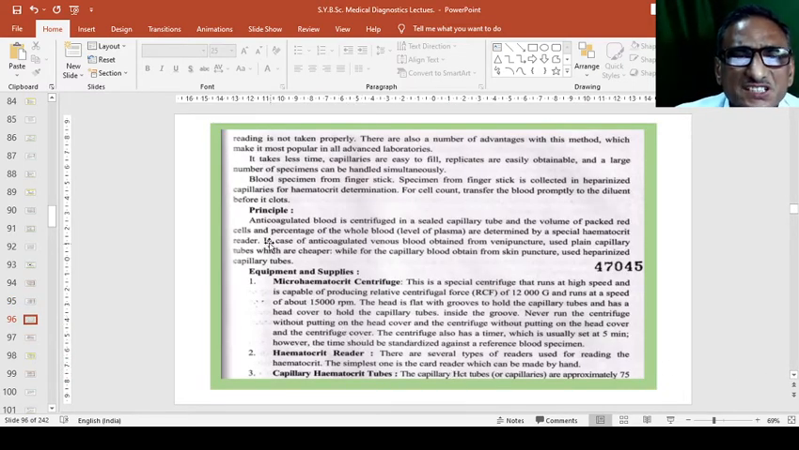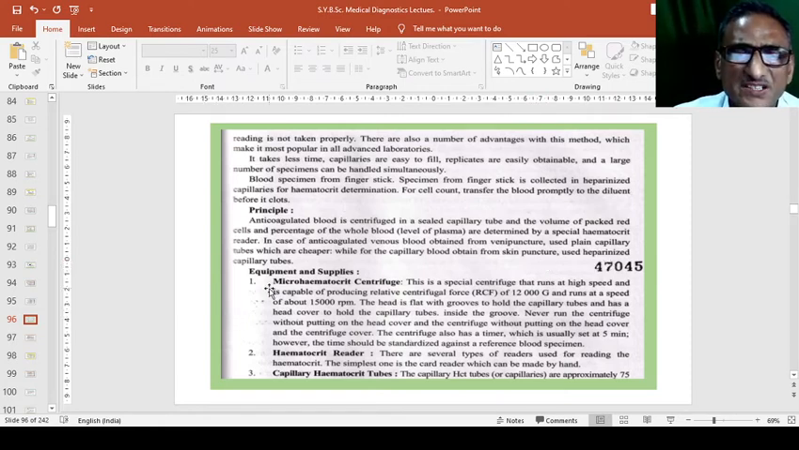So this is the principle. Anticoagulated blood is centrifuged in a sealed capillary tube, and the volume of packed red cells as a percentage of the whole blood is determined by a special hematocrit reader. For anticoagulated venous blood obtained from a venipuncture, use plain capillary tubes, which are cheaper, while for capillary blood obtained from a skin puncture, use heparinized capillary tubes.